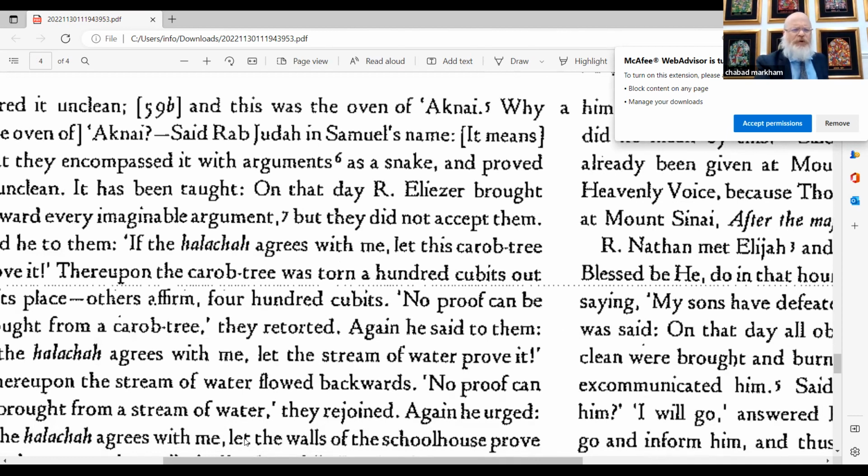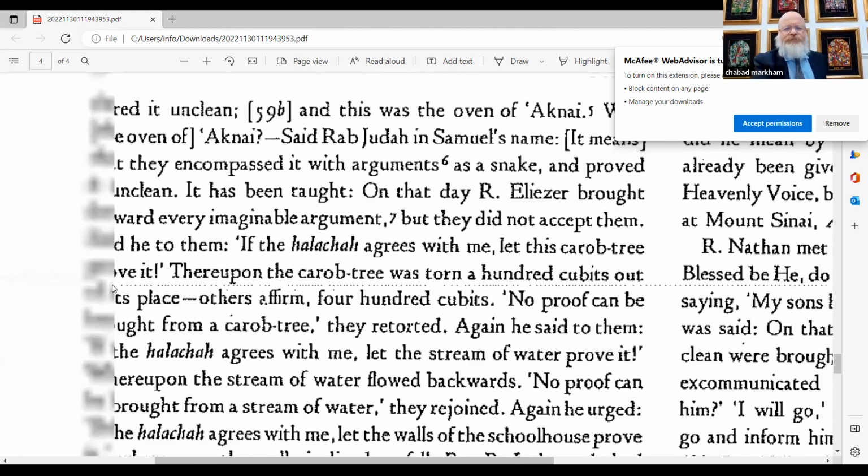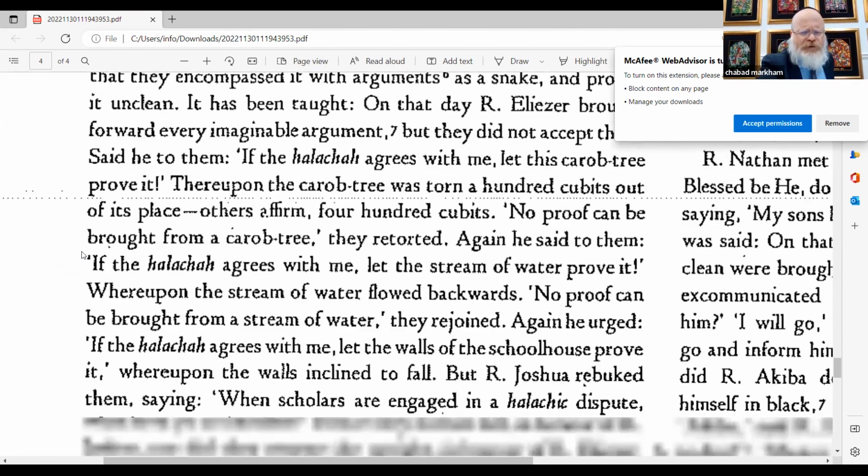On that day, Rabbi Eliezer brought forward every imaginable argument, but they did not accept them. Said he to them, if the halacha agrees with me, let this carob tree prove it. Thereupon the carob tree was torn 100 cubits out of its place. Others say 400 cubits. No proof can be brought from a carob tree, they retorted.